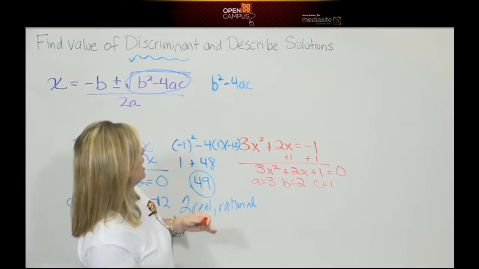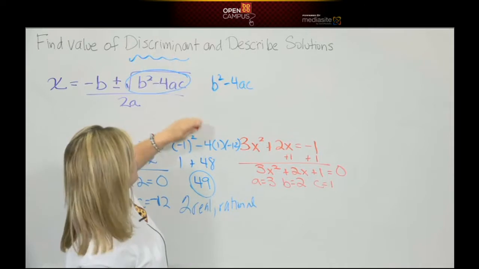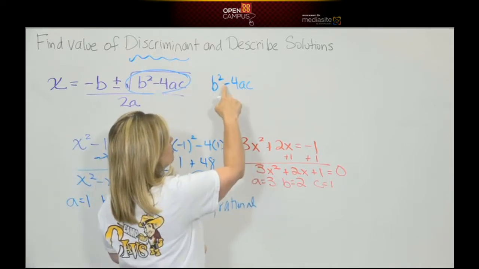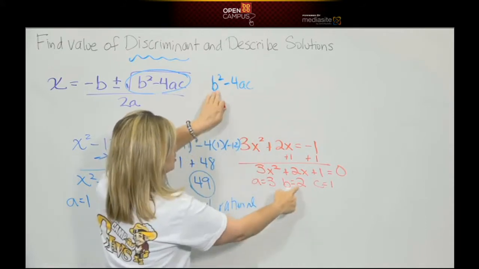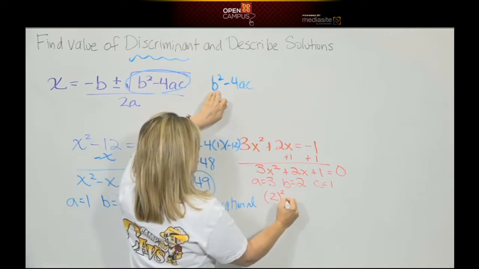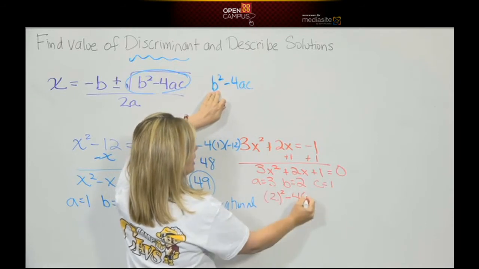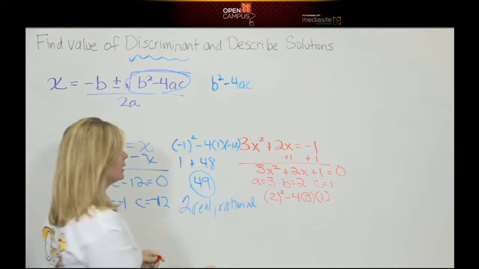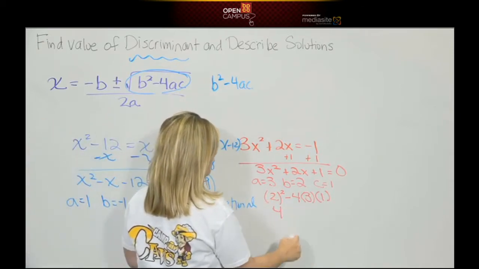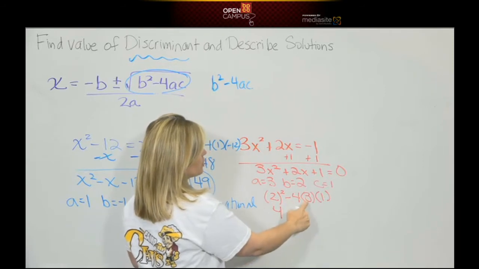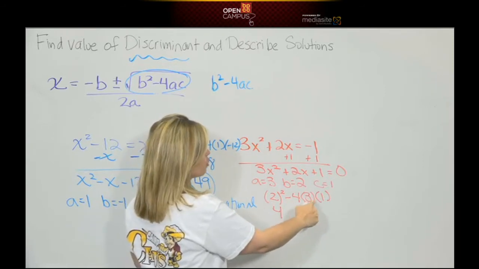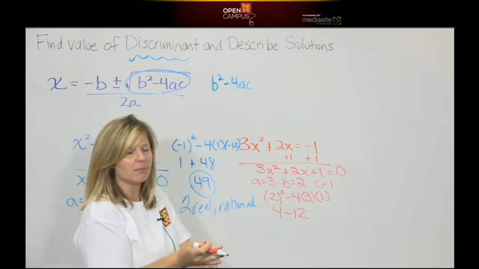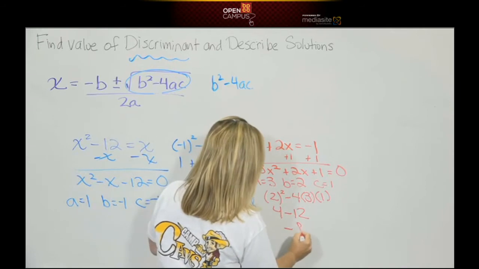Great. If I want the value of the discriminant, I'm only doing the part of the formula under the square root. So I want to do b squared minus 4ac. b is 2. So I'm going to write 2 squared minus 4. A is 3. C is 1. Now I'm going to do my calculation. 2 squared is 4. Negative 4 times 3 is negative 12. Negative 12 times 1 is still negative 12. I'm not done yet. I have to get this to be one number. 4 minus 12 is negative 8.